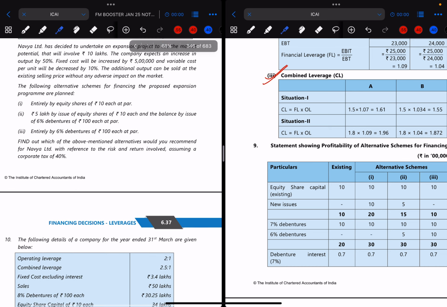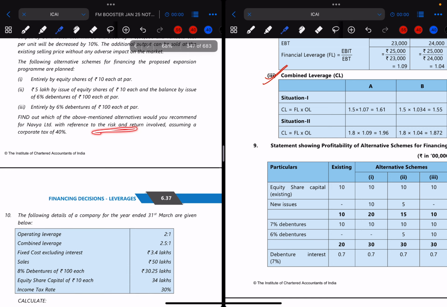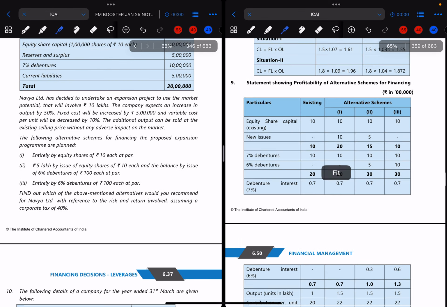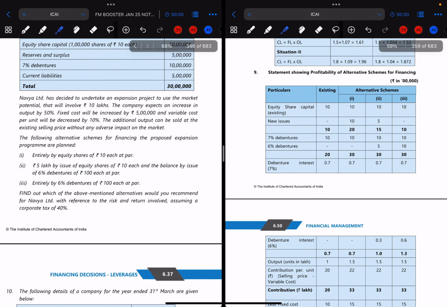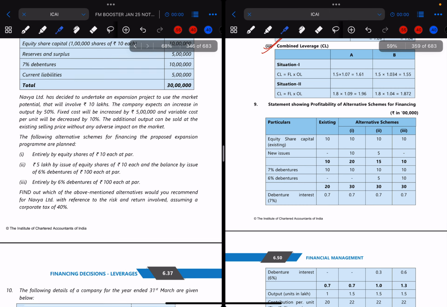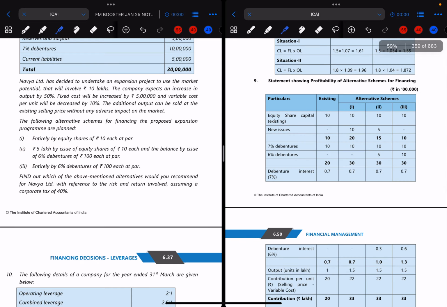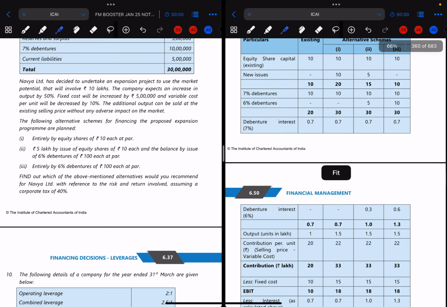And the 9th one, normal capacity is 1 lakh. Very big question. Find out the above-mentioned alternatives and would you recommend, assuming corporate taxes. This is a statement showing profitability of alternative schemes. Among these 3 schemes, you have to find out which one is best. Just do this statement. Simple, there is nothing to worry.